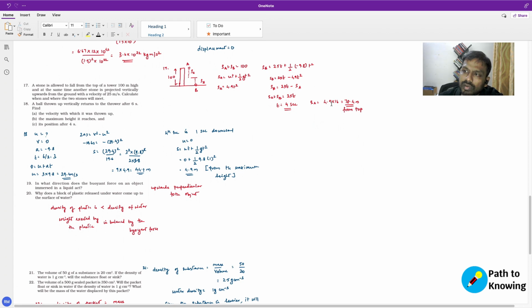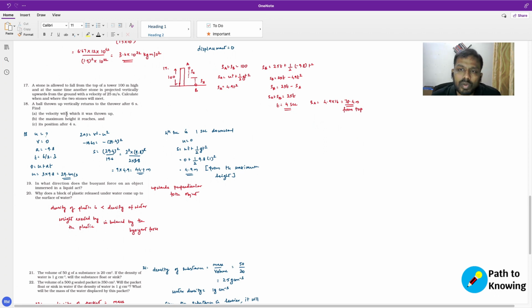So SA is equal to 4.9 into 16, right? That is this formula. Which means that SA comes down to be 78.4 meters from the top. So both the stones meet at 4 seconds after the first stone travels, 78.4 meters from the top.